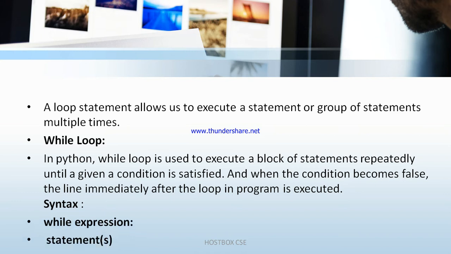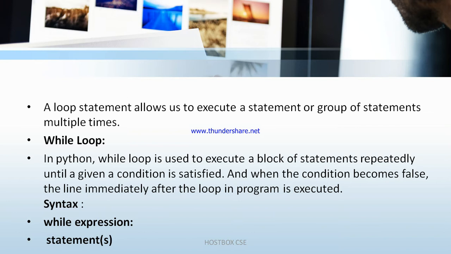Generally, what is the purpose of a loop statement? A loop statement allows us to execute a statement or group of statements multiple times. We will see that there are two kinds, the while loop and the for loop, and the last one is the nested loop. That means a loop consists of another loop, an outer loop and an inner loop, similar to C or some other programming languages. So you know what the use of a loop statement is: it allows us to execute a statement or group of statements. If you want to print a statement or a group of statements multiple times, you can use the loop statement.